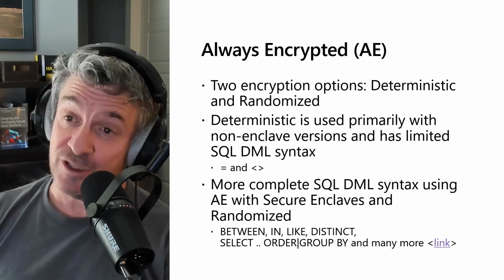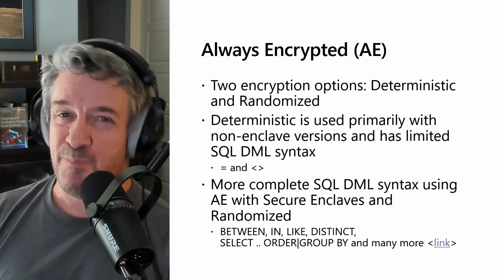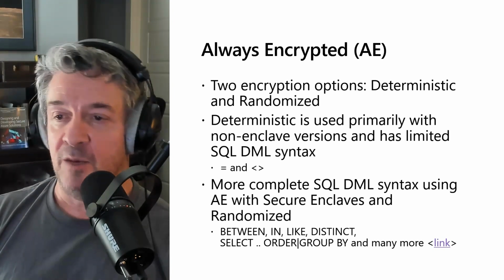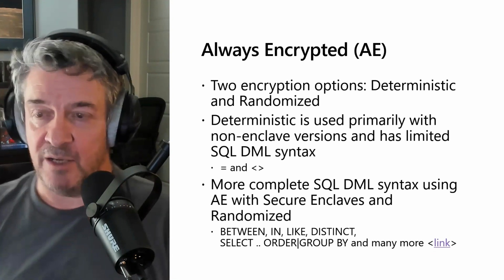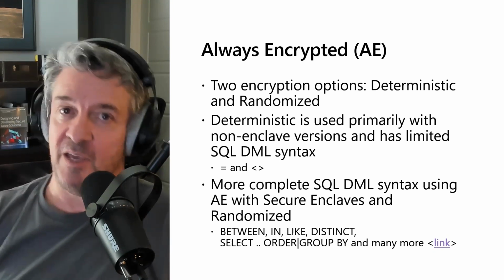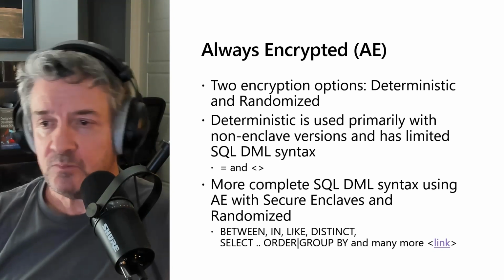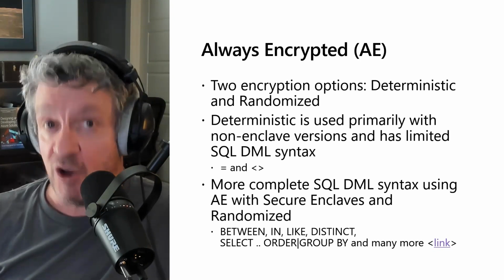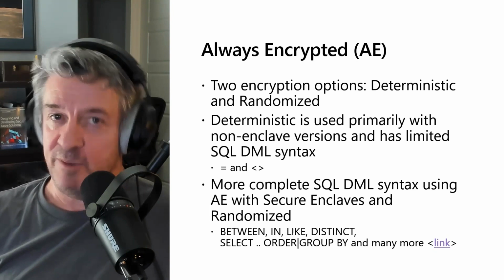There are two versions of Always Encrypted, not going beyond the enclaves, and that is deterministic and randomized. Basically, deterministic is mainly used with the non-enclave version primarily, and you'll see why in the next slide. Deterministic basically means that, and I realize I'm getting into sort of crypto dreamland here, the initialization vector is the same. Whereas with randomized, the initialization vector is different all the time. The nice thing is that secure enclaves will work with randomized data, whereas the non-enclave version can only really work when you're doing a query against deterministic encryption.